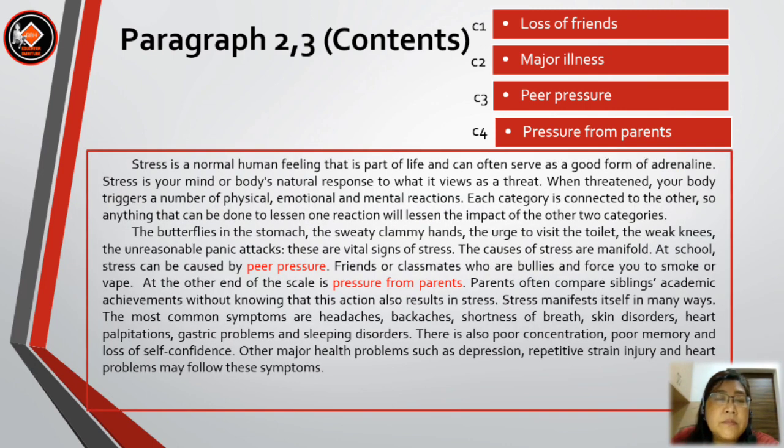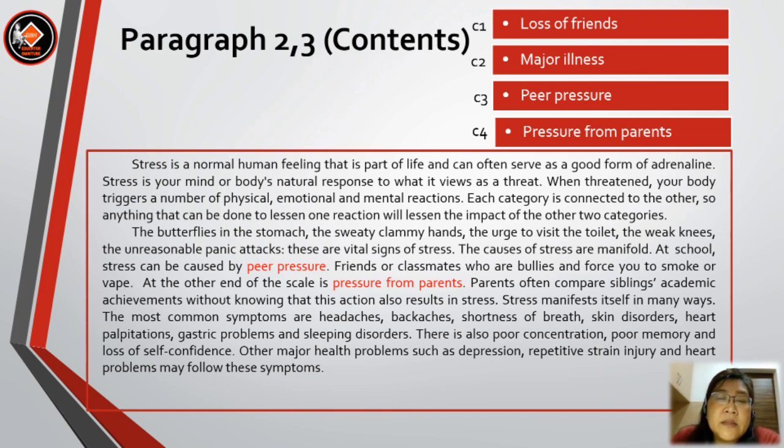Let's look at more examples for stress. Stress is a normal human feeling that is part of life and can often serve as a good form of adrenaline. Stress is your mind or body's natural response to what it views as a threat. When threatened, your body triggers a number of physical, emotional, and mental reactions. Each category is connected to the other, so anything that can be done to lessen one reaction will lessen the impact of the other 2 categories.